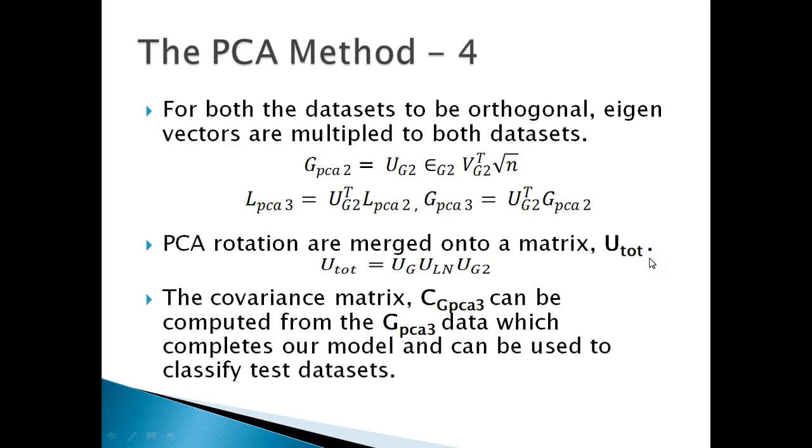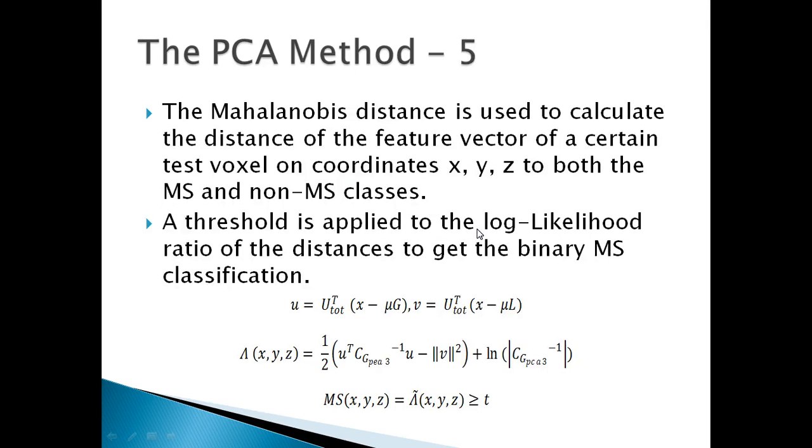The covariance matrix CGPCA3 can be computed from the GPCA3 data. So this completes a model, and we can now use this model to classify the test data sets. We'll use the concept of Mahalanobis distance to calculate the distance of the feature vector of a certain test data set voxel on the coordinates. Since a voxel is a three-dimensional image, we have three coordinates, x, y, z. So this is done to both the MS and the non-MS classes.